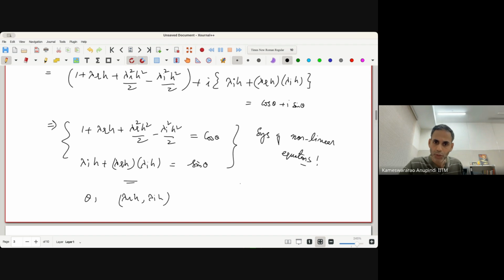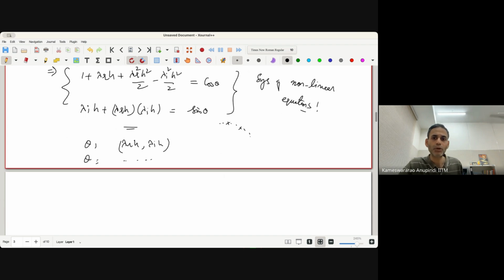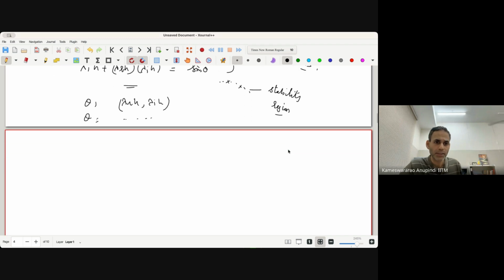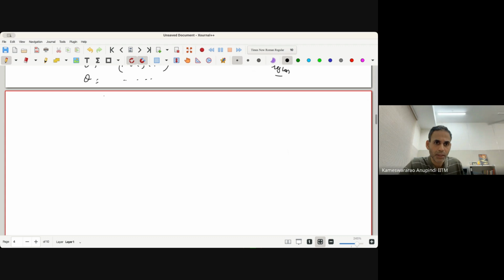Then you would mark that point. Similarly, you will take another value of theta, obtain these values, and mark that point, and so on. You're going to mark all those points. If you connect all those points, you're going to get the stability curve or stability region. Whatever is inside that curve is the stable region, and everything outside is the unstable region.